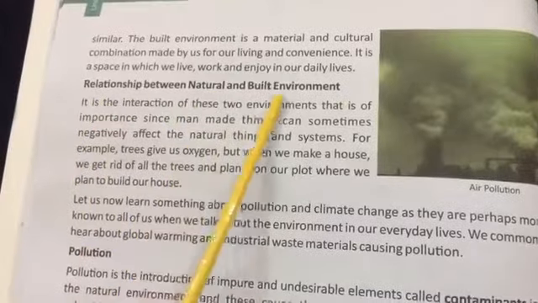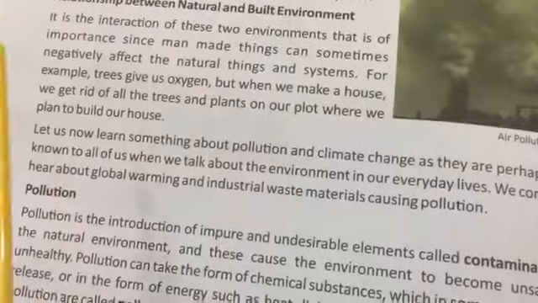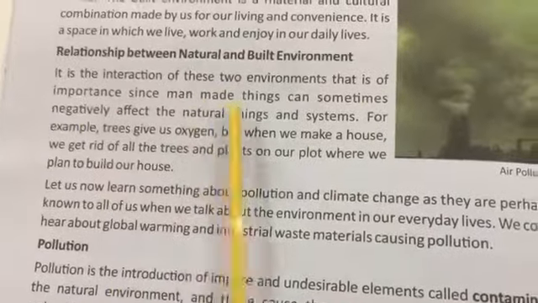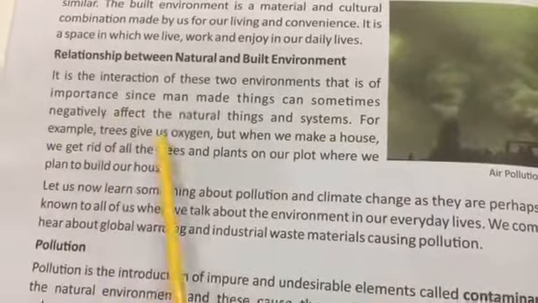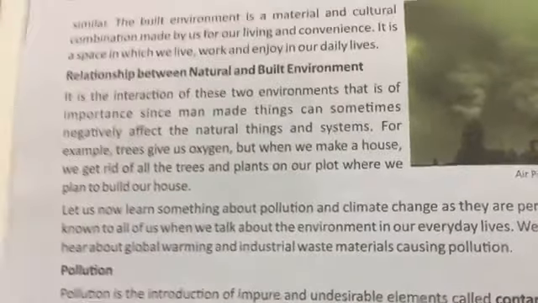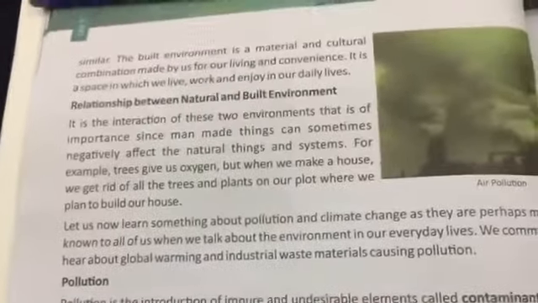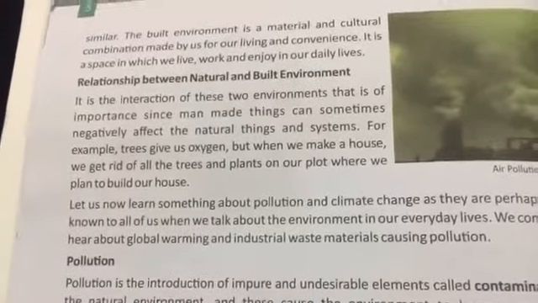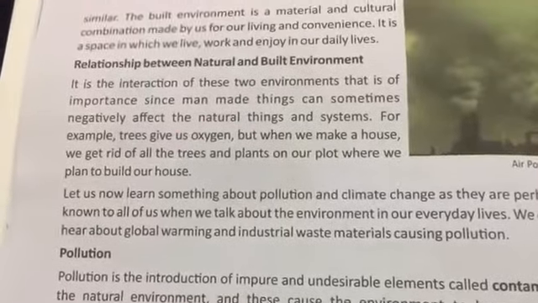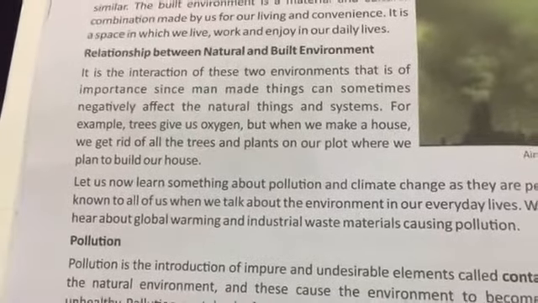Then we have the relationship between the natural and built environment. What is the relationship between the natural and built environment? It is the interaction of these two environments that is of importance, since man-made things can sometimes negatively affect the natural things and systems. The factories can affect the natural things, the water, the sewage system, the gases, or the waste material that is thrown out of the factories. That has a great negative effect on our environment.